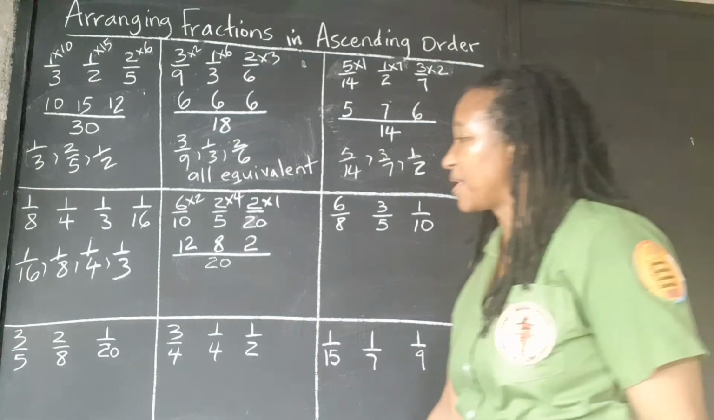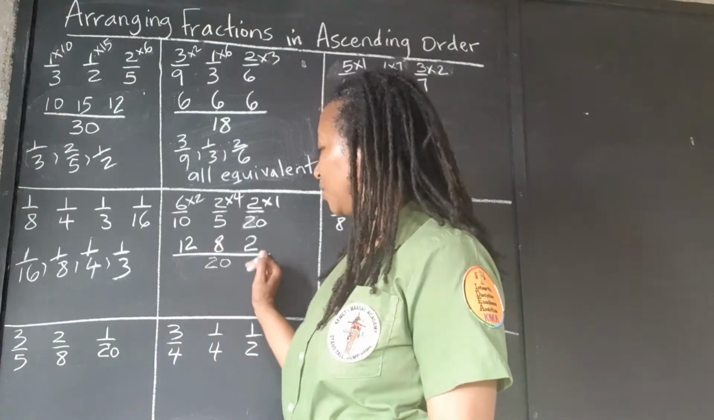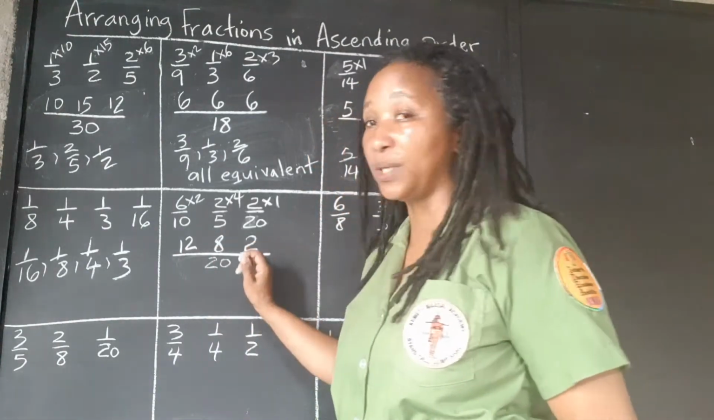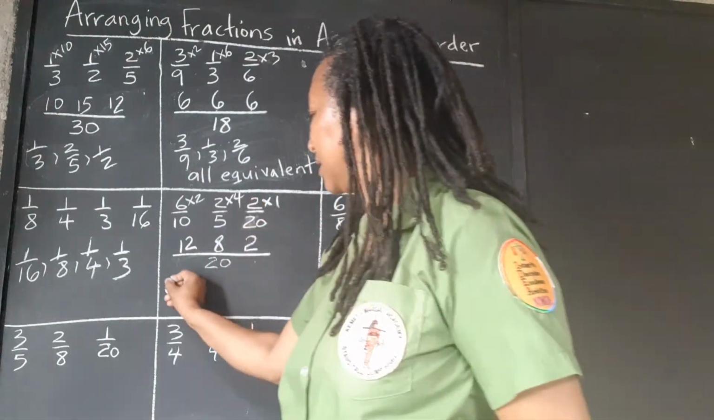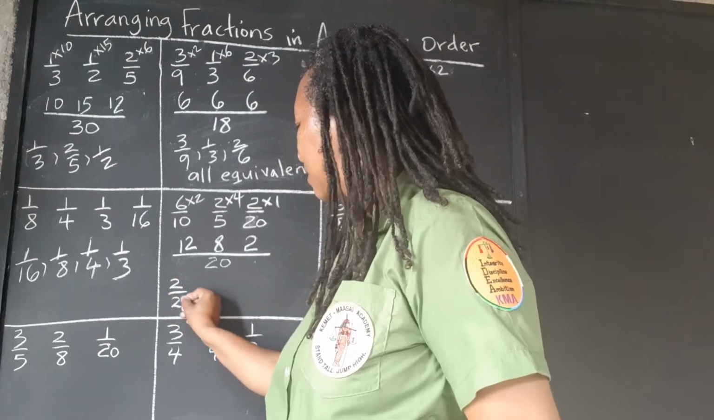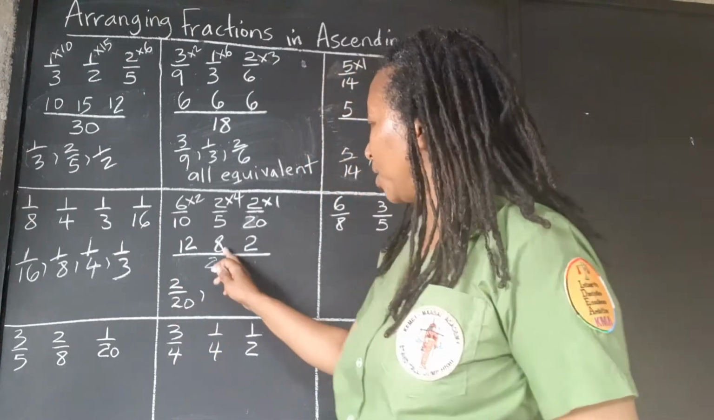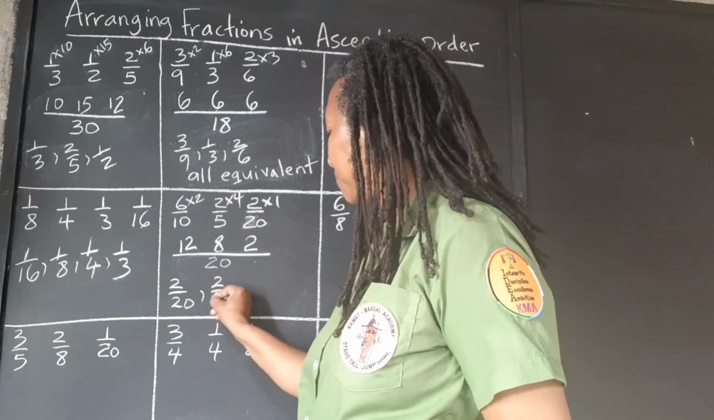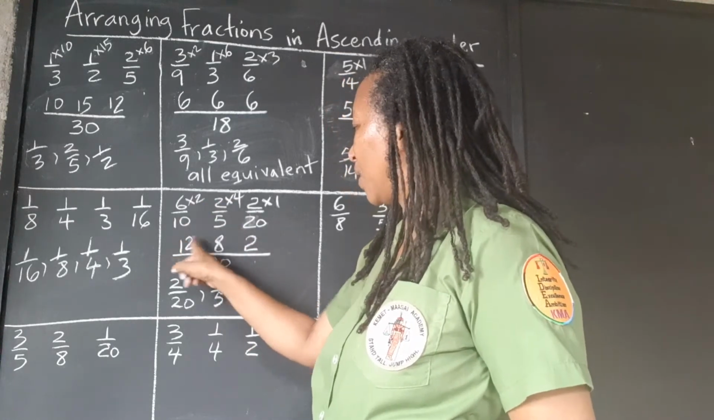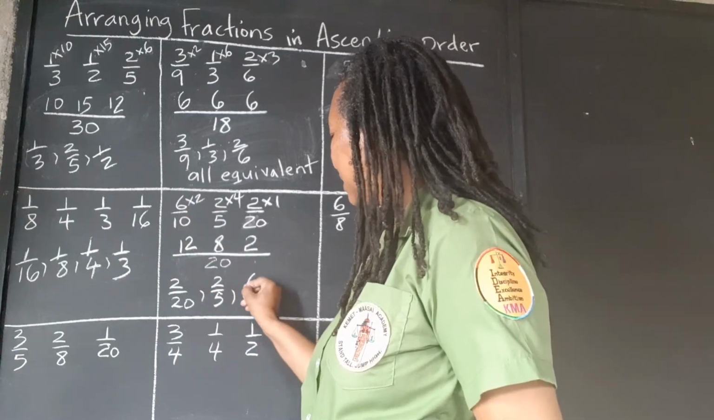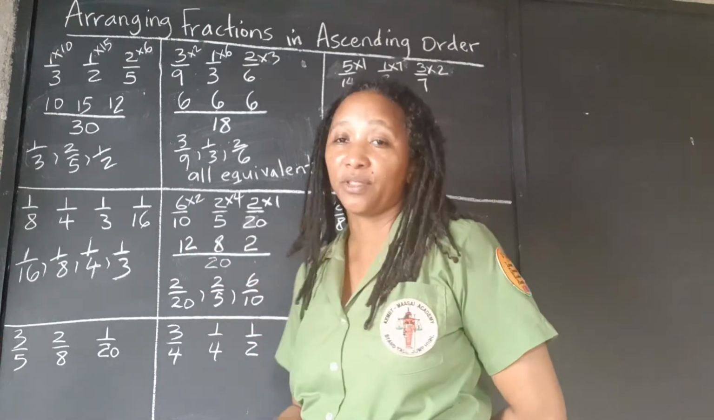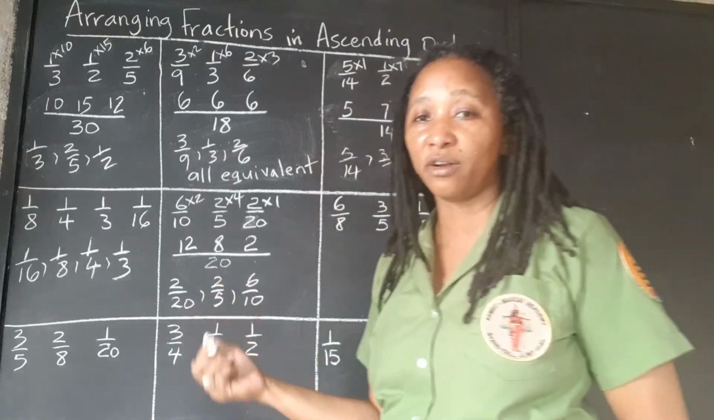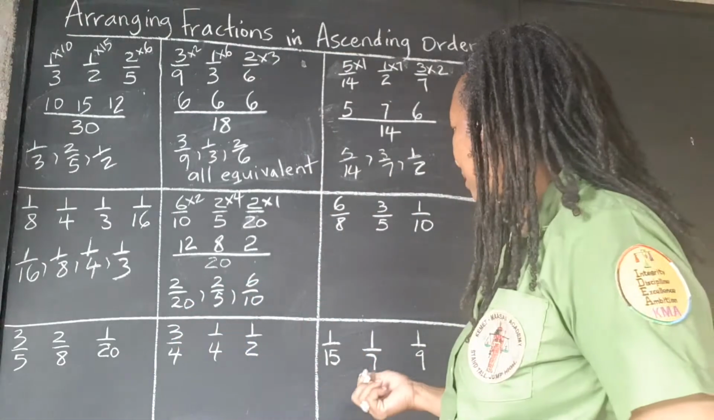Okay, so we're comparing now. We're saying 12, 8, and 2. Clearly, the 2 is the smallest. So 2 over 20 is the smallest one. Followed by the 8 over 20, which is equivalent to the 2/5. Followed by the 12 over 20, which is equivalent to the 6/10. So there they are in ascending order from least to biggest.